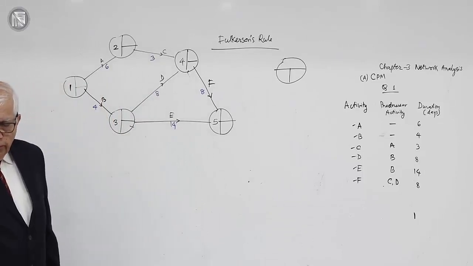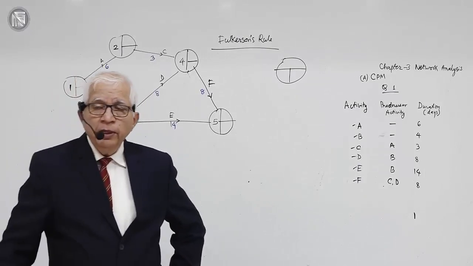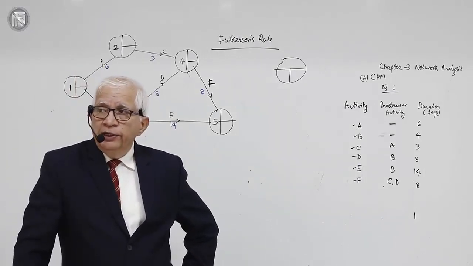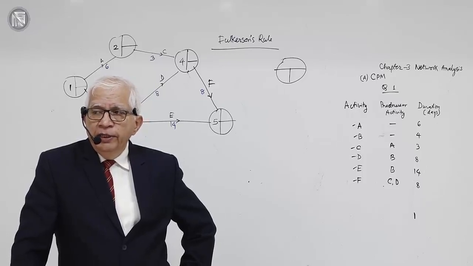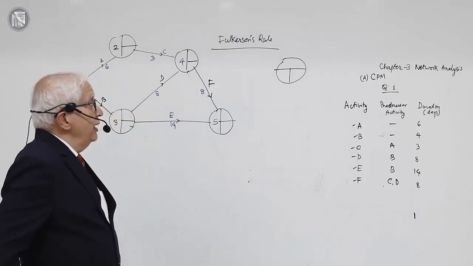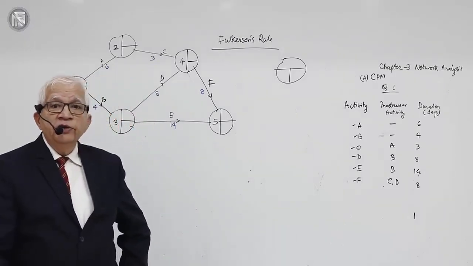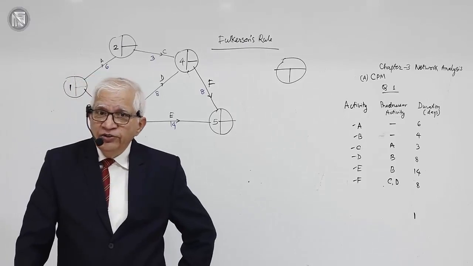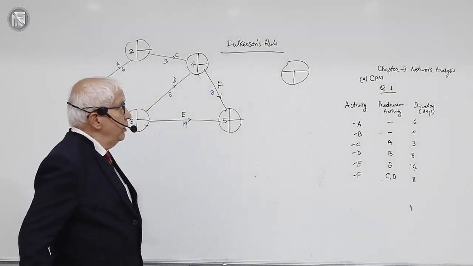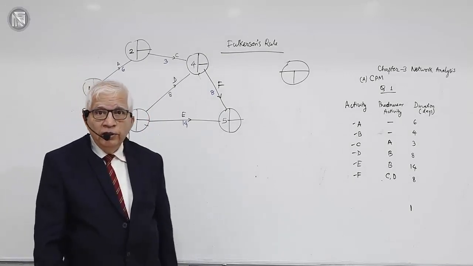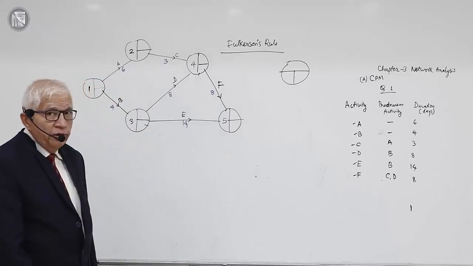So I have drawn the network diagram. What I have done so far: I have drawn the network diagram, written down the durations on the respective arrows, and then numbered the events using what? Using Fulkerson's rule. Now my network is ready for calculation. So we have completed the numbering of events using Fulkerson's rule, but we have not completed the calculations of this network.